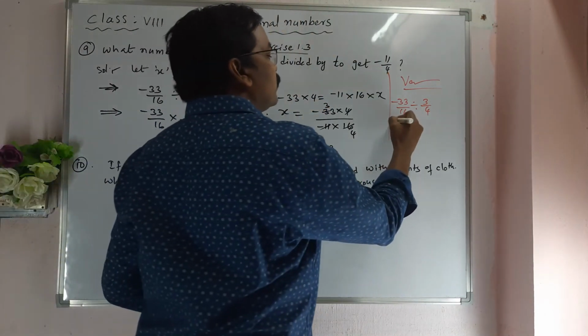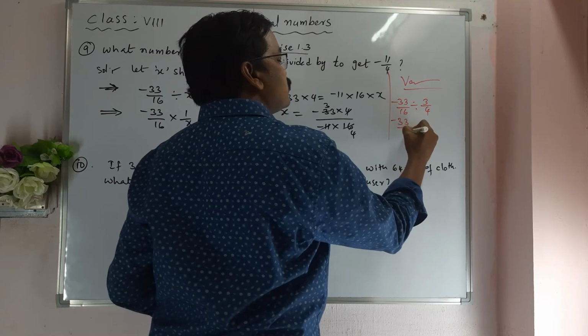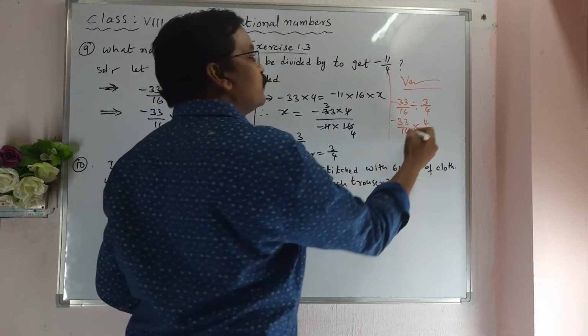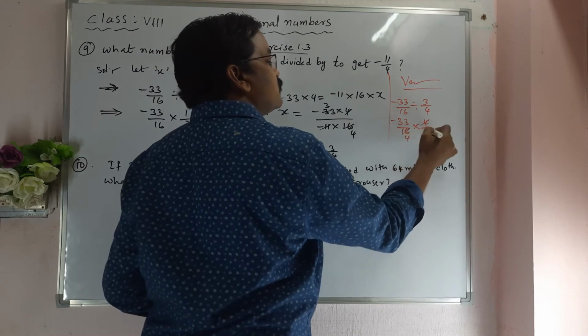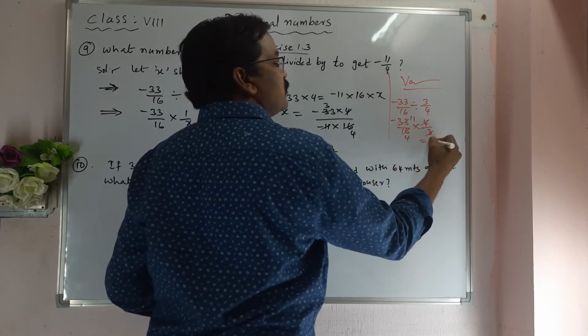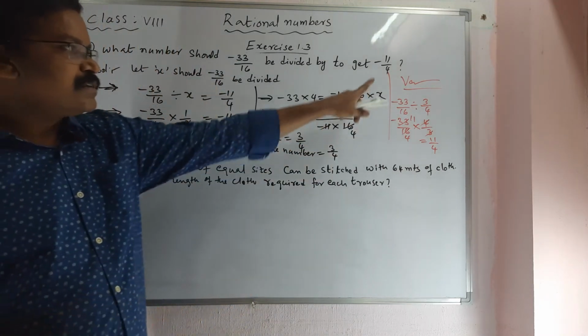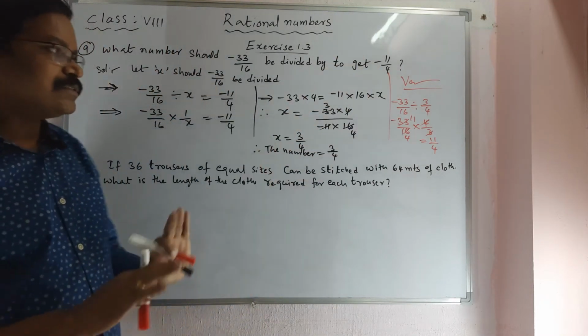Let us do it now. Minus 33 by 16 times, it will be the reciprocal now, 4 by 3. So here 4 times, here this is 11 times. Finally this is minus 11 by 4. Is it minus 11 by 4 here? So hence it is verified.